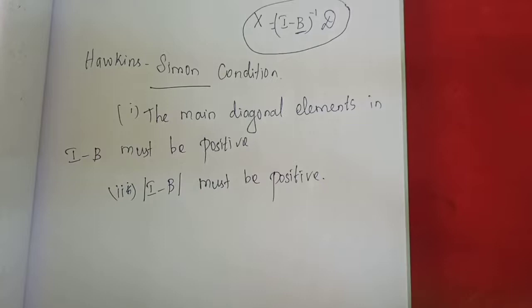The second condition is the determinant. You know already how to find the determinant, I taught you. So the determinant of I minus B must also be positive. What are the Hawkins-Simon conditions? If B is the technology matrix, the main diagonal elements in I minus B must be positive, and the determinant of I minus B must be positive. These are the two conditions. Just go through this, that's enough. When we are doing the problem, you will understand deeply. Shall we move to the problem?